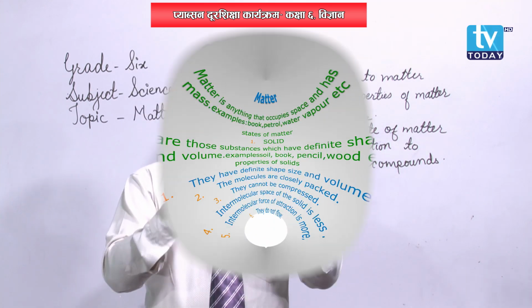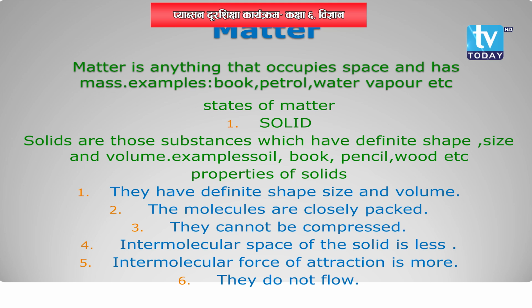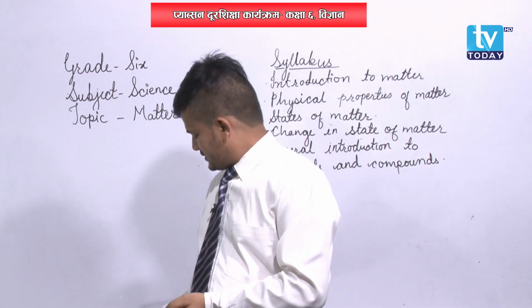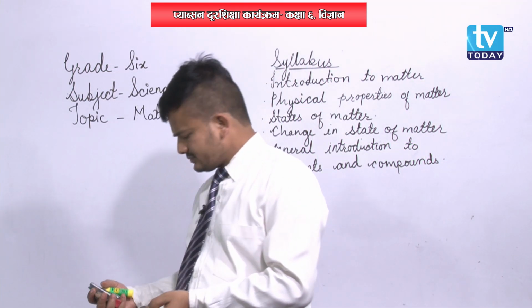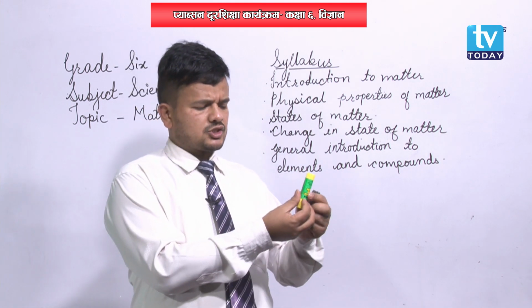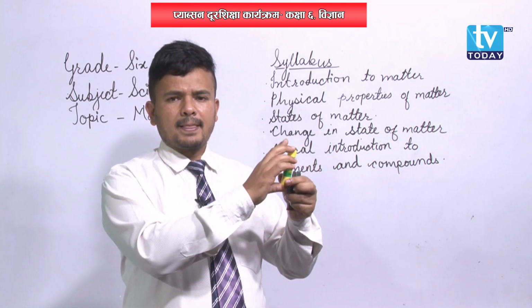What is the definition of matter? Matter is any substance which occupies space and has mass. Two properties are important: it should have mass and it should occupy space. So what are the different types of matter? Some matters I can show you here. This is a solid matter.